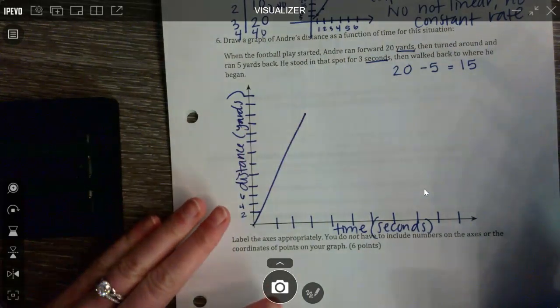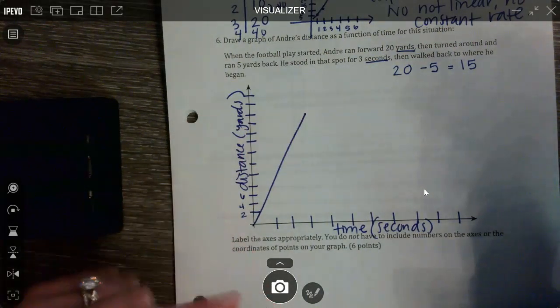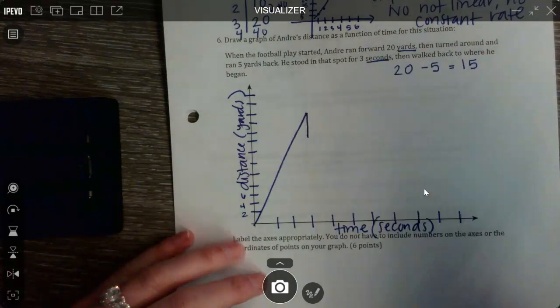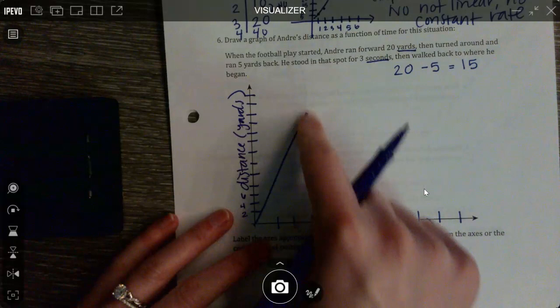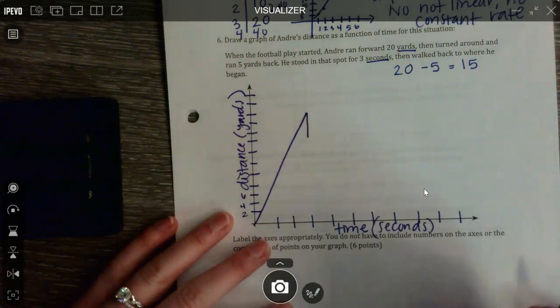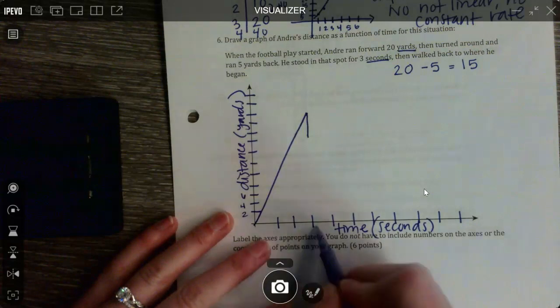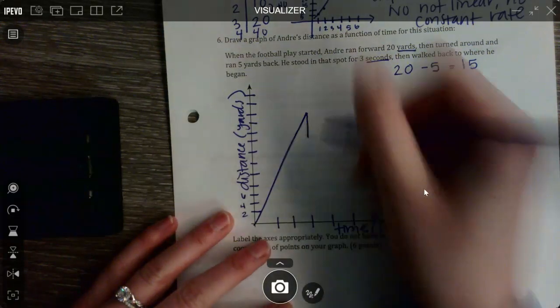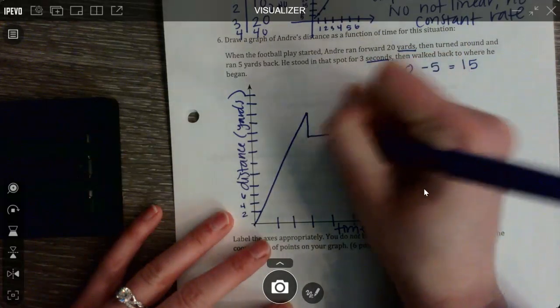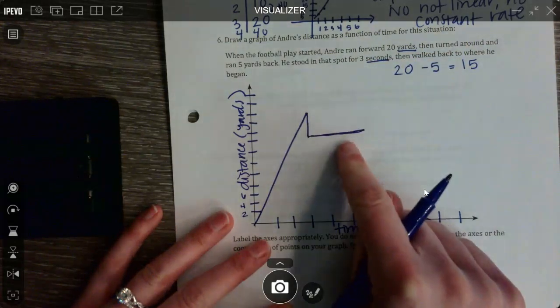Okay. Then it says he turned around and ran back 5. So I need to now go back 5 to 15. So there should be a drop on your graph. Okay. Then he stood that spot for 3 seconds. Well, look where I am right now. I'm at 3. I need to stay here until 3 more seconds go by. So this should be a pretty long line.